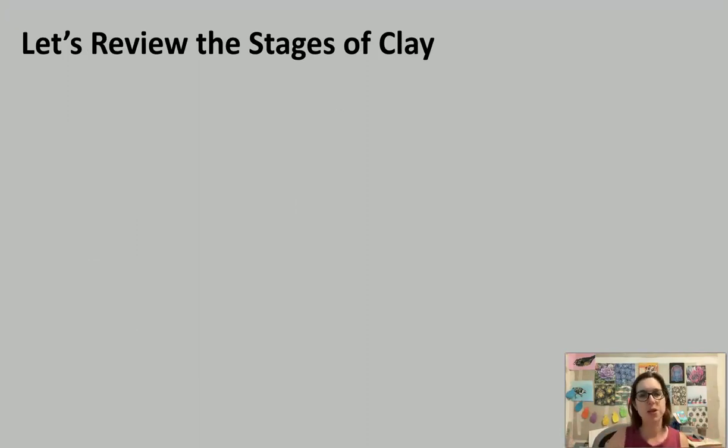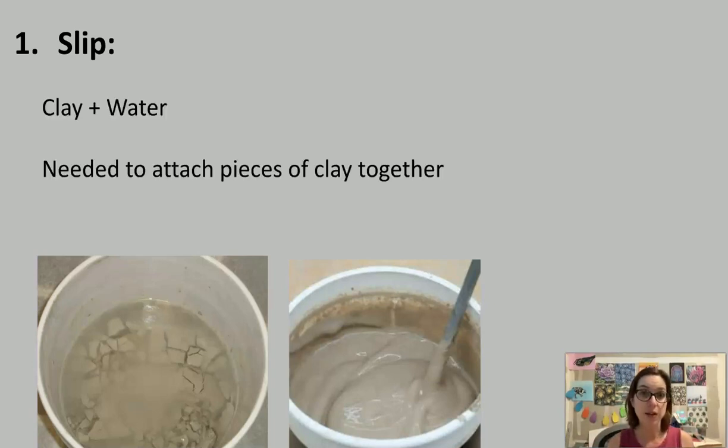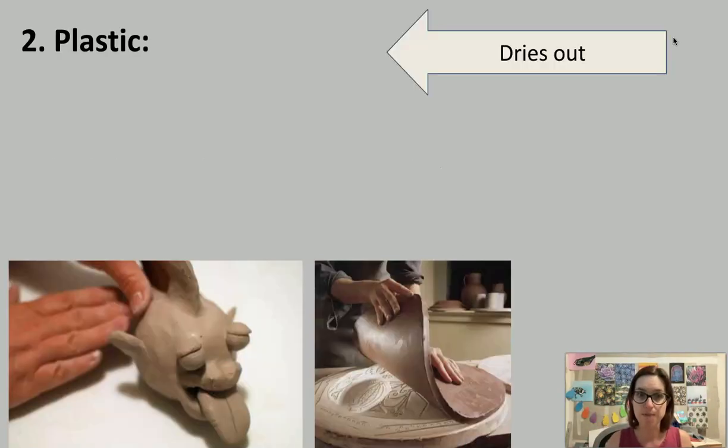So let's review the stages of clay. Match the labels with the numbers in your notes. We're going to start with slip, number 1. Now, I will not give you slip. I will give you clay. That's at stage number 2. But if you take clay and add a lot of water, you create slip. We use this to attach pieces of clay together. It's a necessary thing that we need.